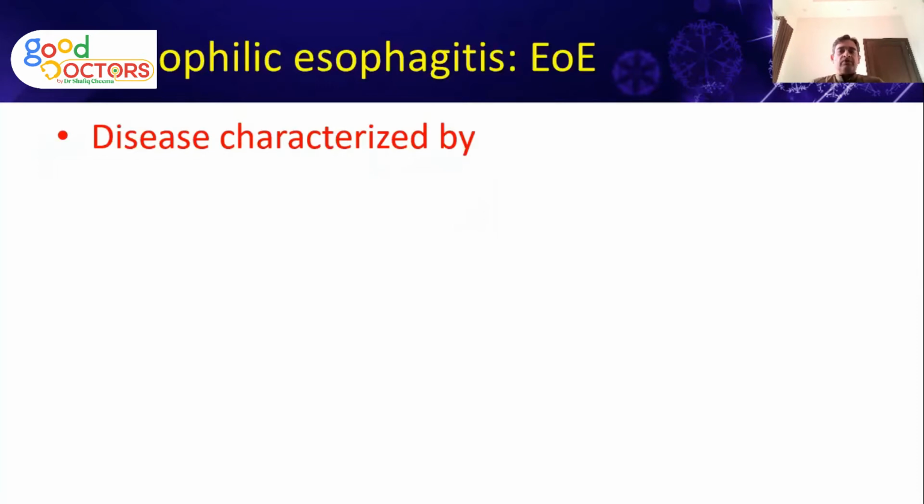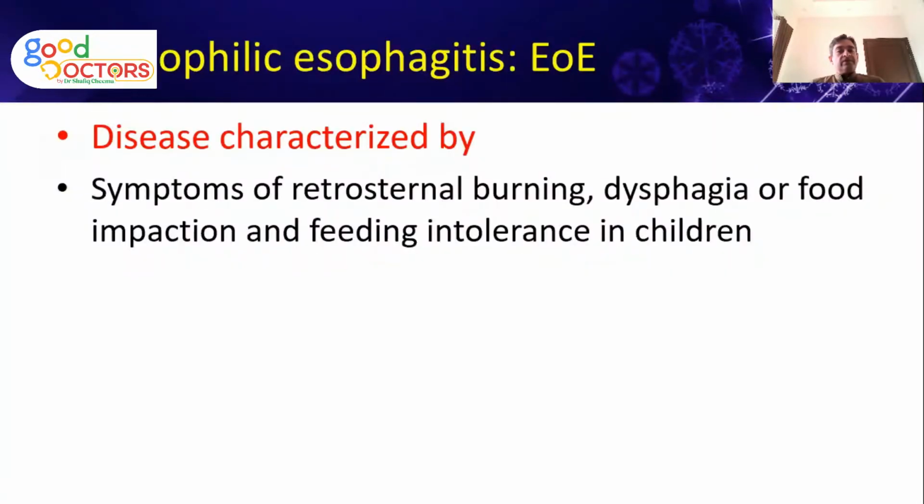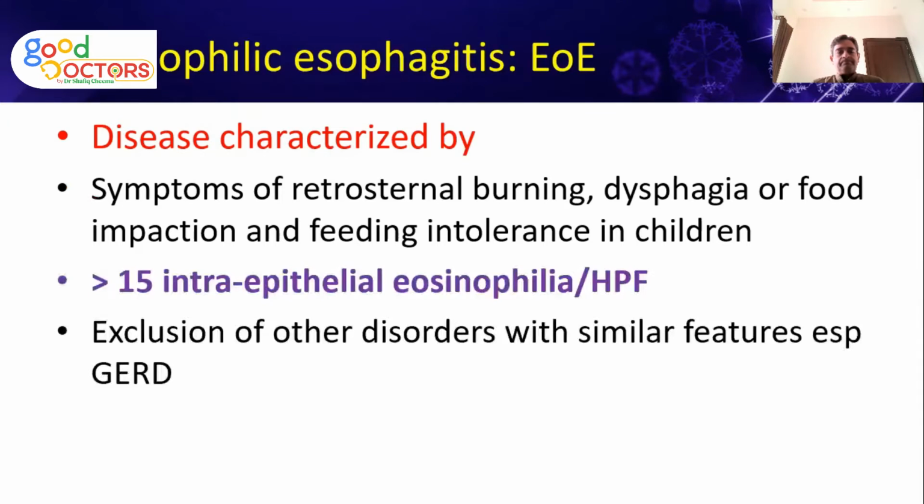We will briefly talk about this, a rare but an important disease of the esophagus, which may present with different manifestations. It's a disease which is characterized by symptoms mostly of retrosternal burning, dysphagia, or food impaction, or feed intolerance in case of children. One pathognomonic feature of this disease is presence of more than 15 intraepithelial eosinophils per high power field. This is how you make the diagnosis on biopsy.